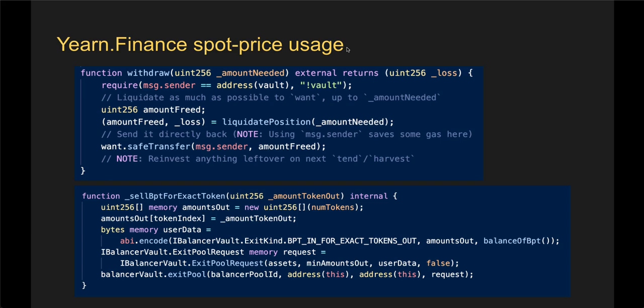In the liquidate position function, there are other function calls, but in the end we also call sell BPT for exact token. And in here, in the exit pool request, we are basically burning our position in a pool to get the USDT tokens, but we do not check the price of that USDT. That means we can manipulate this pool where USDT is residing, where we have our share that we are burning to get that USDT back. And by manipulating the pool, we are able to trick the system into burning more tokens than it should, basically returning the amount for which they usually would need to burn much fewer tokens.